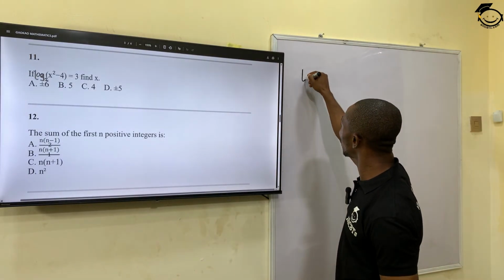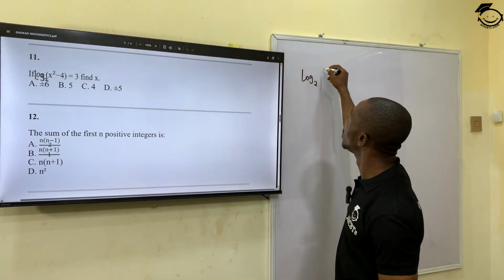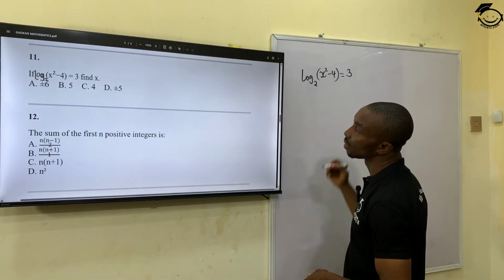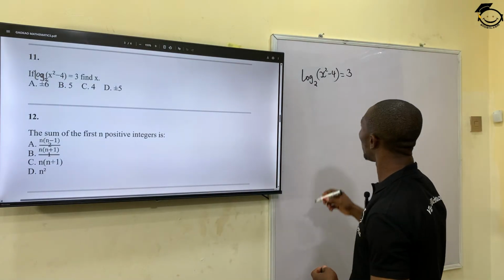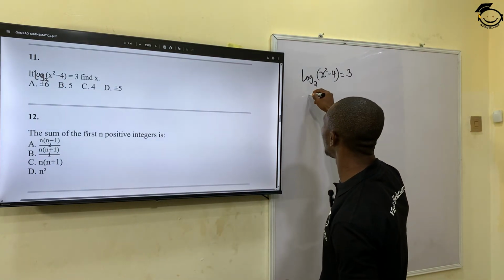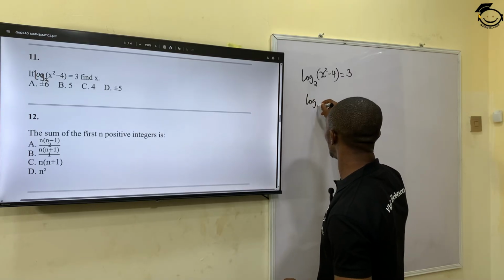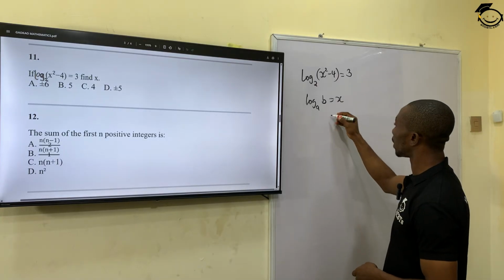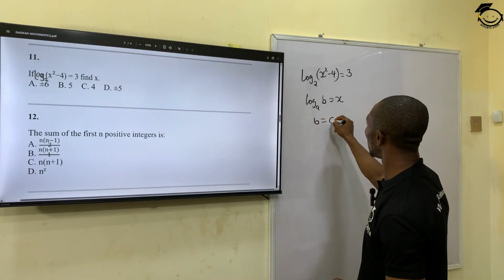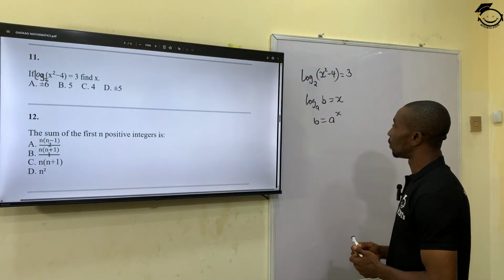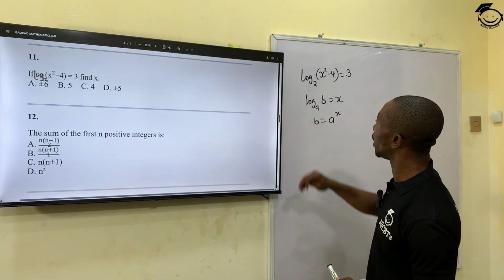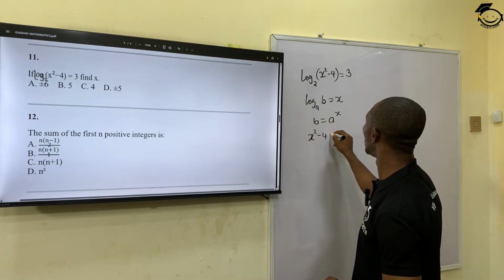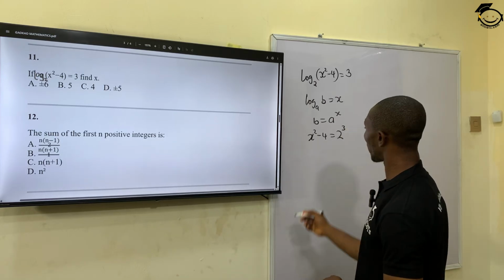If log base 2 of x squared minus 4 equals 3, find x. Now we know that in our logarithm law, if log a of b equals x, it can be rewritten as b equals a raised to power x. Applying this here, x squared minus 4 equals 2 raised to power 3.